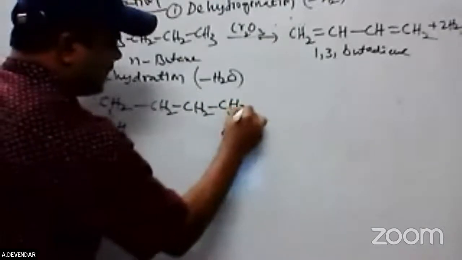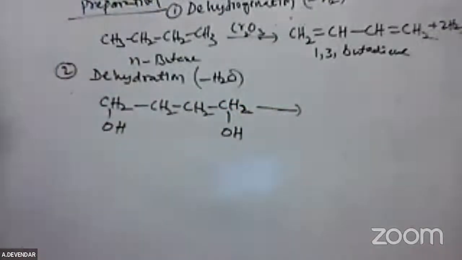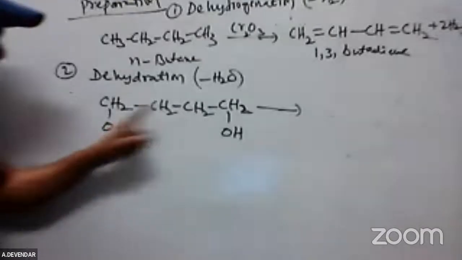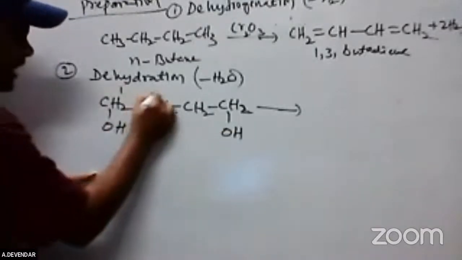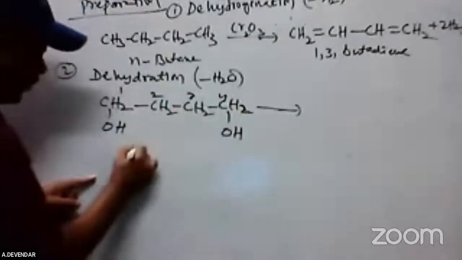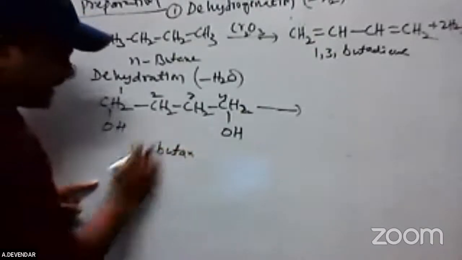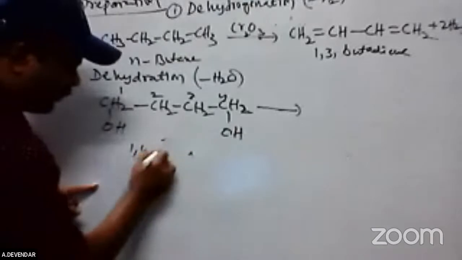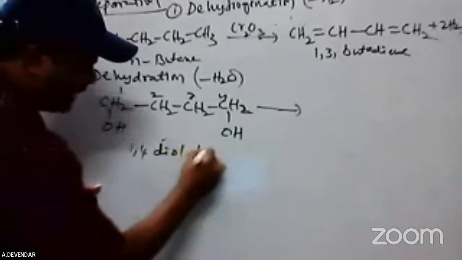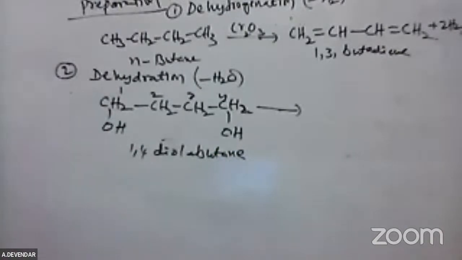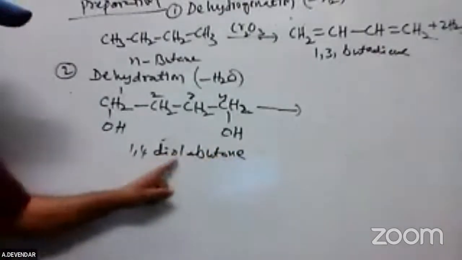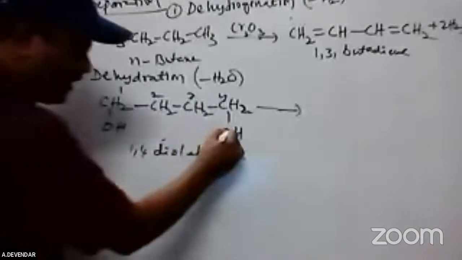What is the name of this compound, please? At first position and also fourth position: 1, 2, 3, 4. 1, 4. Buta, it is a diol. 1,4 butane diol, or butanediol. This is an -ol.